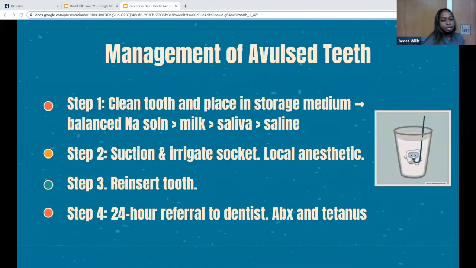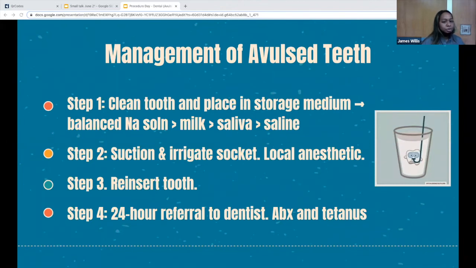For avulsed teeth, this is where time is of the essence for permanent teeth. Avulsion refers to loss of the entire tooth from the tooth socket. This is a true dental emergency. Again, the anterior teeth are the most commonly involved. Reinsertion is best done within a few hours.